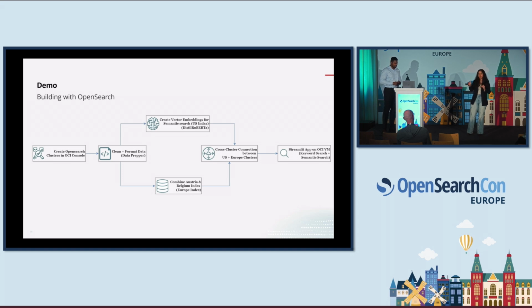And for the US data, we will be filtering and processing and keeping only the relevant fields so that we can create vector embeddings using the model that is mentioned here. And then once this is done, we will be creating a cross-cluster connection so that we can do a cross-cluster search. And finally, we have built a Streamlit application on the Oracle Cloud Infrastructure virtual machine, and we'll be performing our searches. So now let's get into the demo.